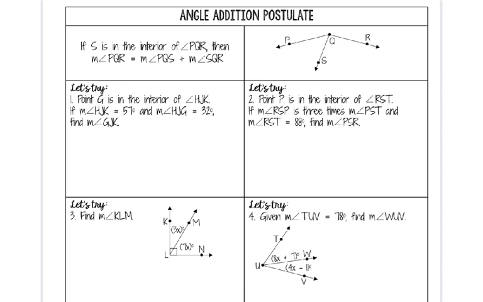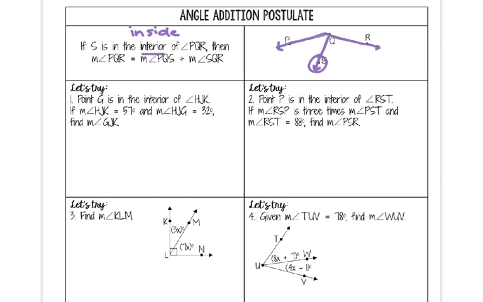The angle addition postulate says that if S is in the interior of angle PQR, now these letters are not going to be the same every time, that means that S here is going to be on a ray. So QS is going to be our middle ray. It's inside, the interior of PQR, and PQR is our angle here, formed by two rays.